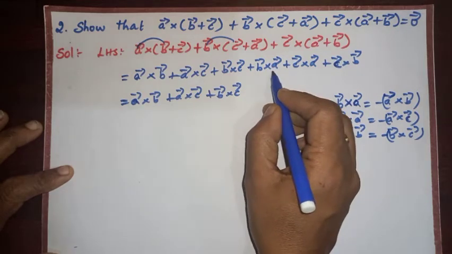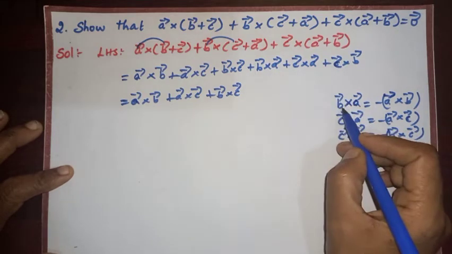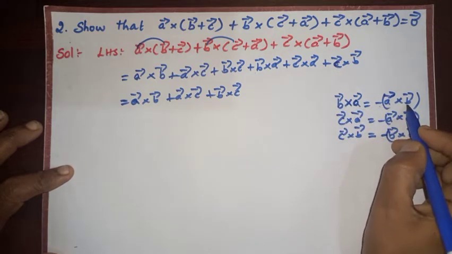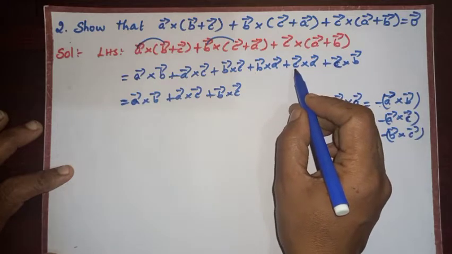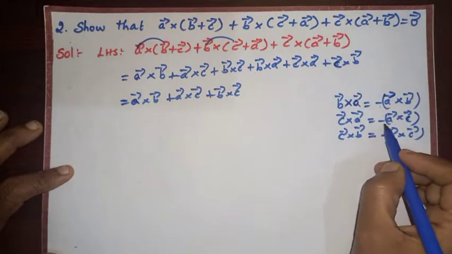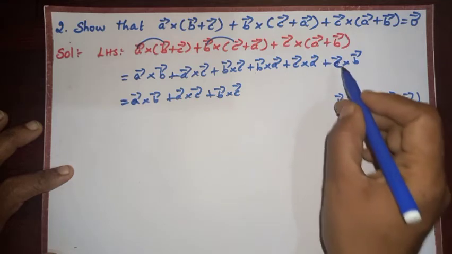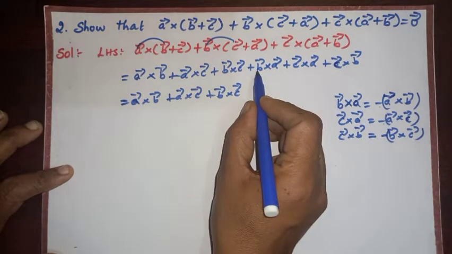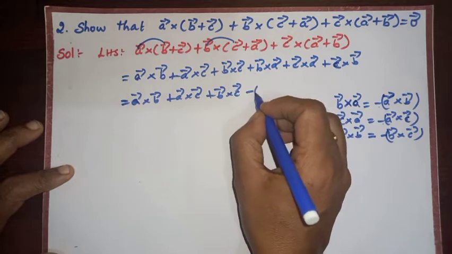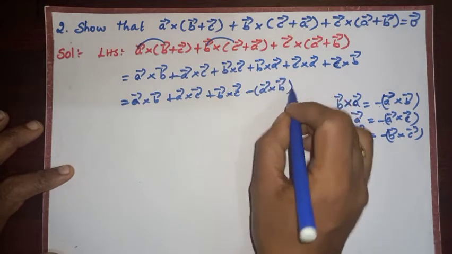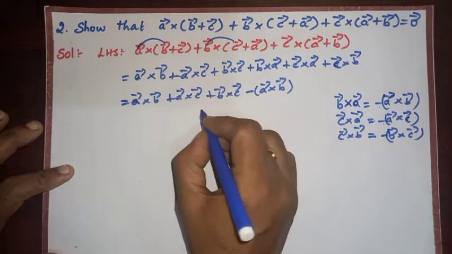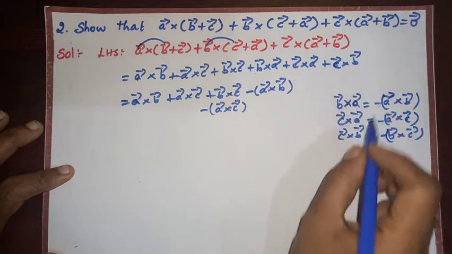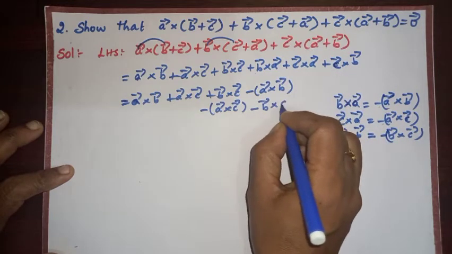Now I am going to change the direction. When changing the direction, vector B cross vector A becomes minus vector A cross vector B. Similarly, changing the direction of vector C cross vector A gives minus vector A cross vector C. Vector C cross vector B is minus vector B cross vector C.